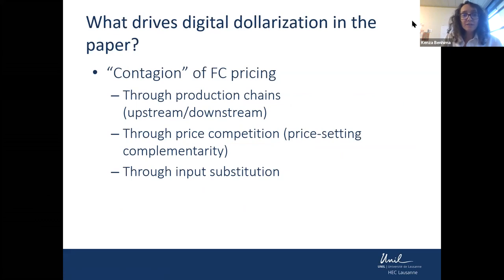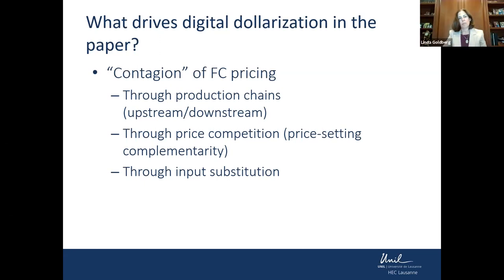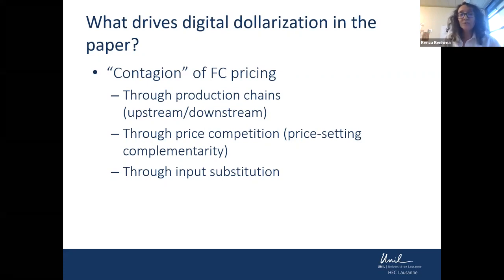Okay, so what drives digital dollarization in the paper? There is a kind of contagion of foreign currency pricing. I found three channels in the model. First, there is contagion through production chains. So you want to price in foreign currency when your inputs are priced in foreign currency. There is an upstream, downstream contagion.